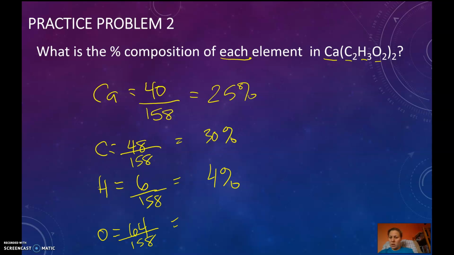64 divided by 158, 40.5. So 41. This might be 1 over, but maybe not. So I bet you if you add them all up, you get 100. There you go. We could do one of the using percent composition problems, but I'm not going to worry about it. Now, this is really just a refresher. Hopefully you get these all right. Hopefully it's really easy.